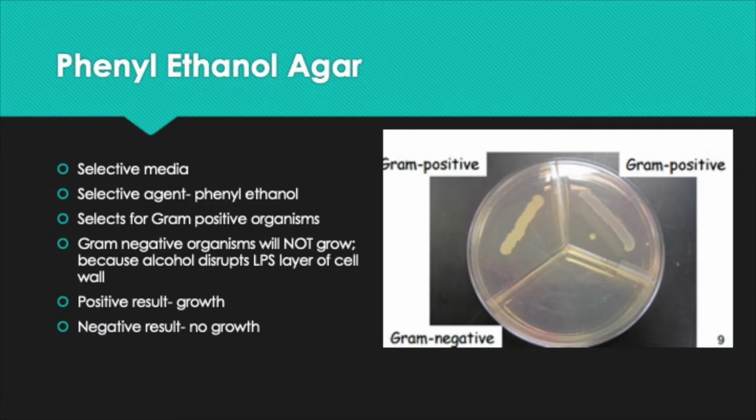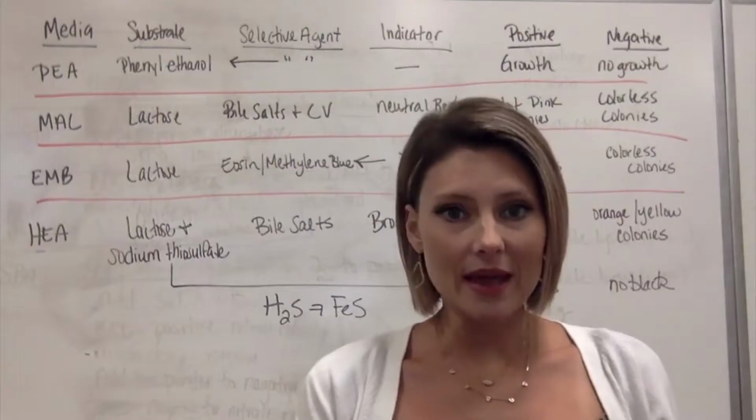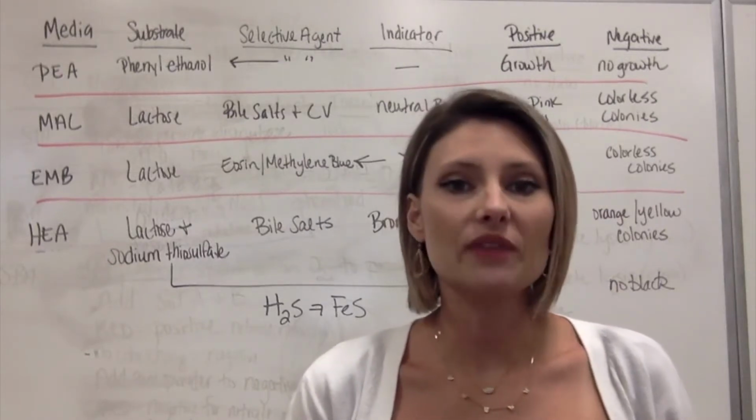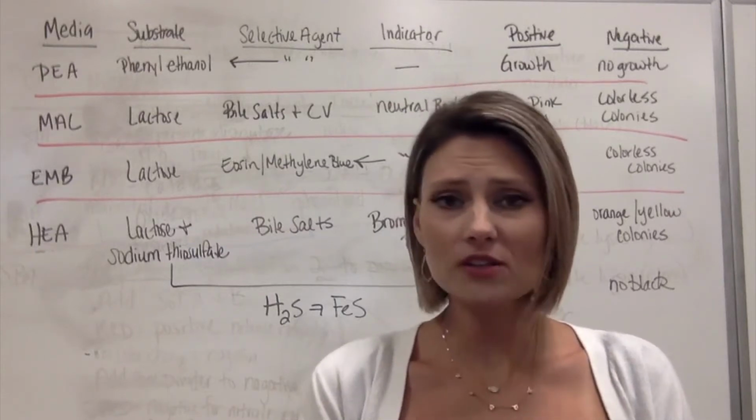For a test, a positive result for PEA is growth, and a negative result is no growth. That's all that you need to know for PEA, because it's just strictly selective. If it's growth, that means it's a gram-positive organism. If there's no growth, then that means it's a gram-negative organism. Today, when I inoculate my PEA, I have a gram-positive cell, which is Bacillus, and I have a gram-negative cell, which is E. coli. I will streak both of those on my PEA and see which one grows. Of course, the Bacillus is the one that's supposed to grow, and the E. coli is the one that's not going to grow. So that's all you need to know for PEA.